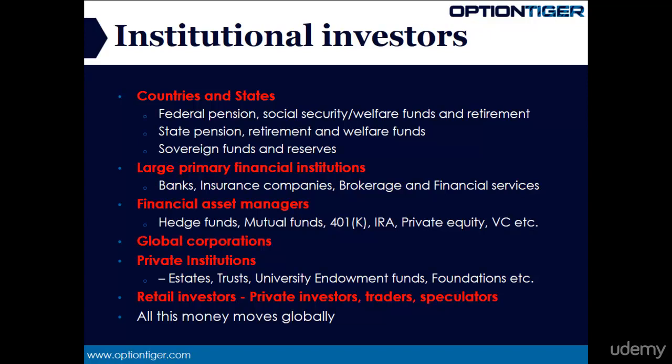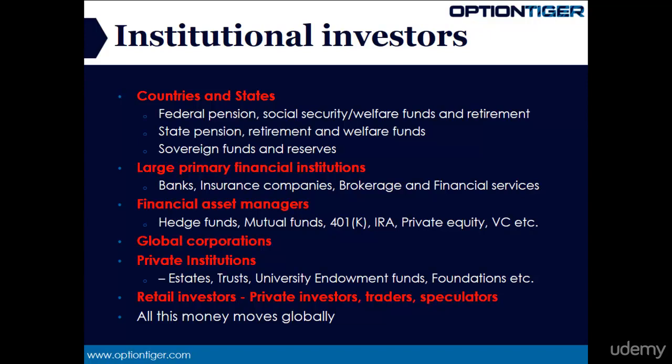Then, of course, you have global corporations. You might have heard that just American corporations have $2 trillion worth of cash sitting outside the United States for various tax purposes. That doesn't concern us right now. But basically, global corporations have a lot of cash, and once again, they want to deploy this cash in a safe manner. And then you have private institutions like estates, trusts, and university endowment funds, which are a big category in the United States. Just the top 10 schools have about 200 billion in endowment funds. And then you have various foundations which have a lot of money, the Clinton Foundation, the Gates Foundation.